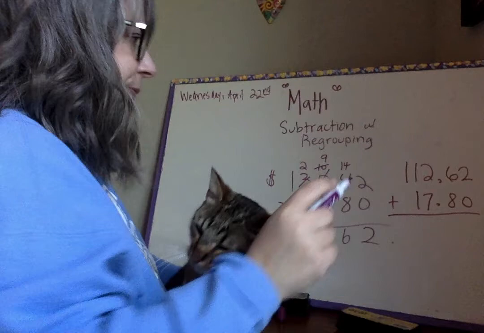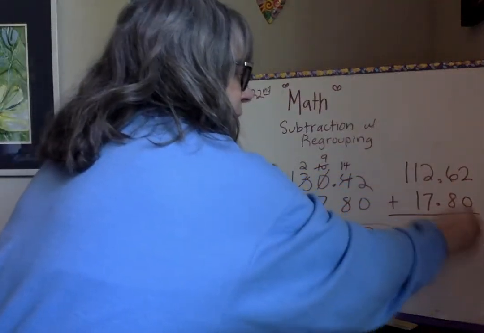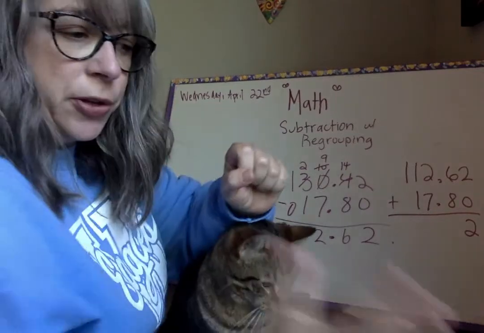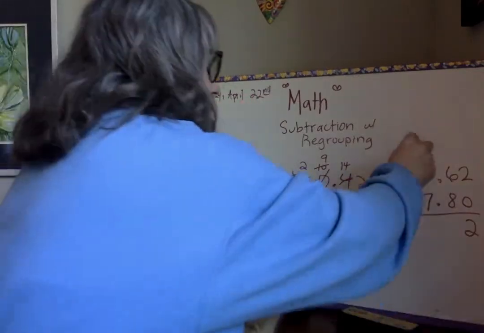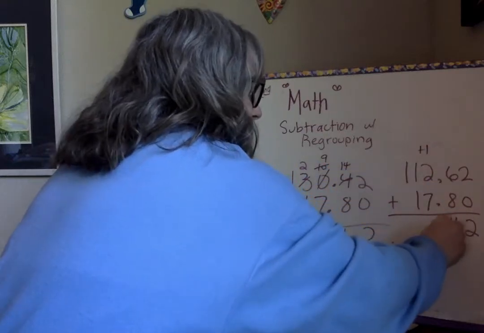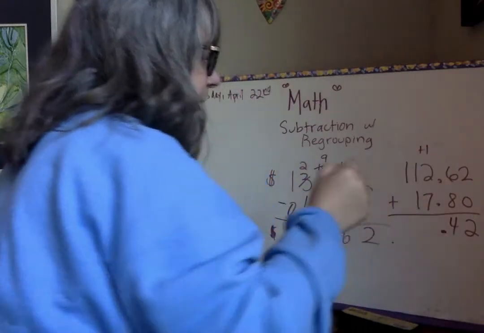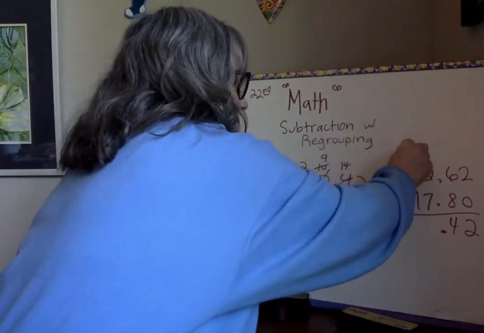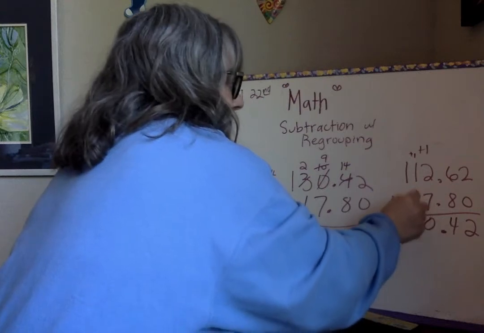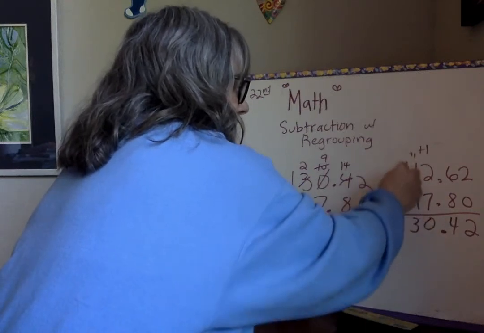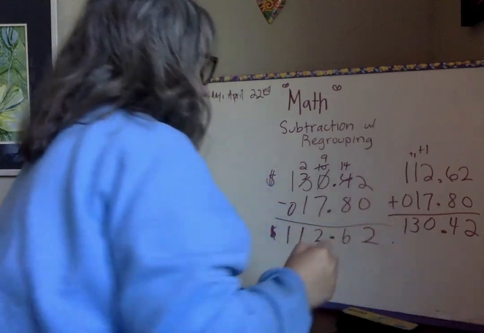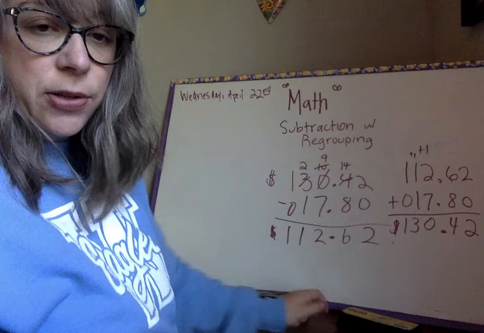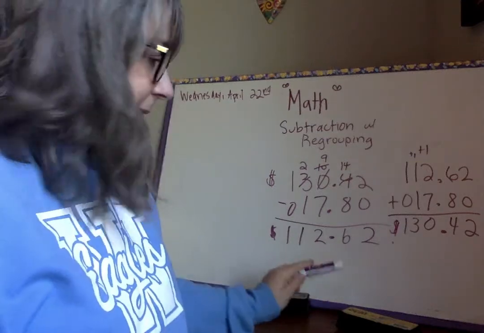All right, let's add. 2 plus 0, 2. 8 plus 6, 8, 9, 10, 11, 12, 13, 14. Plus 1, and put our 4 down there. Remember, we want it to look like a 14. So 7, 8, 9, 10. So plus 1, and put our 0 down here. Then 1 plus 1 plus 1 is 3. And now we're going to bring down our 1. Is $130.42. $130.42. All right, that is all for today.